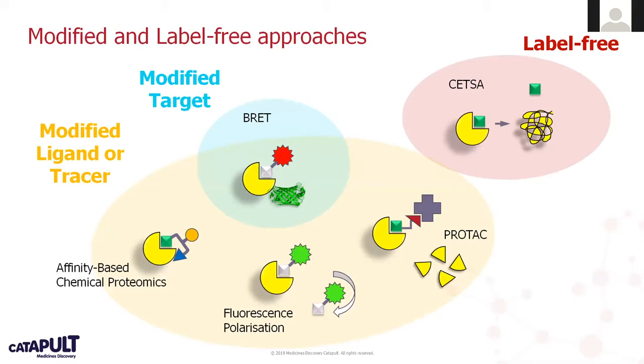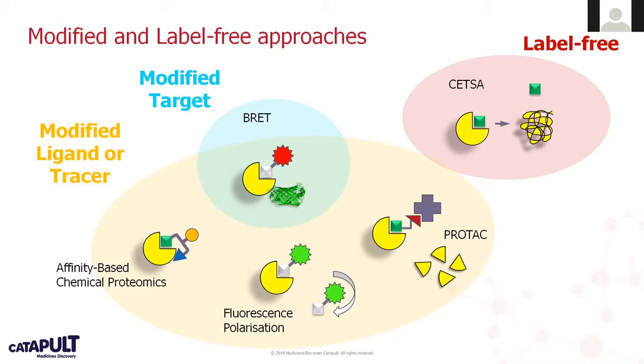And they can be categorized broadly into 3 categories. You can start with the area in red there, the label-free approaches. This is where you don't need a modified ligand or a modified target. And CETSA is a good example of this sort of assay. And that's really the advantage here, that you don't need that modified reagent. You can just get going with your ligand, your compound of interest, and appropriate endpoints.